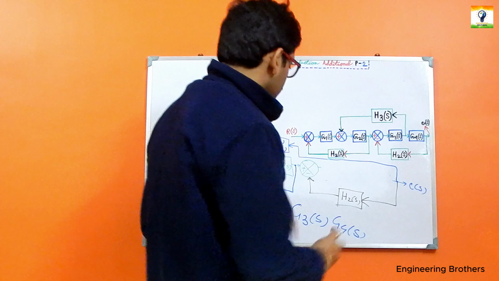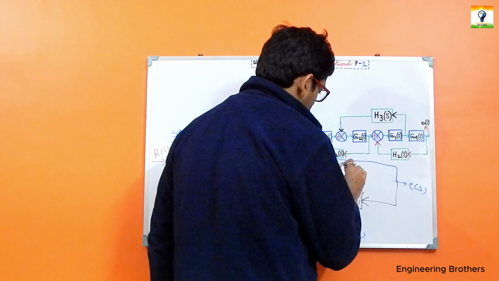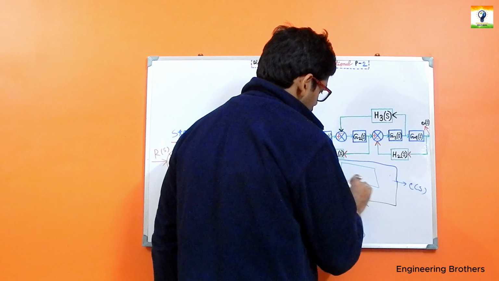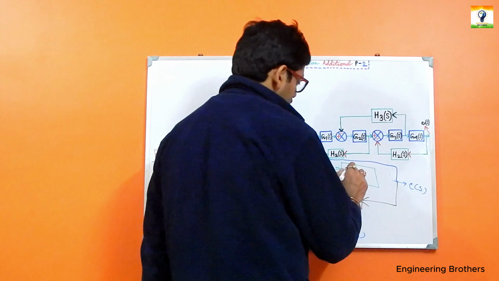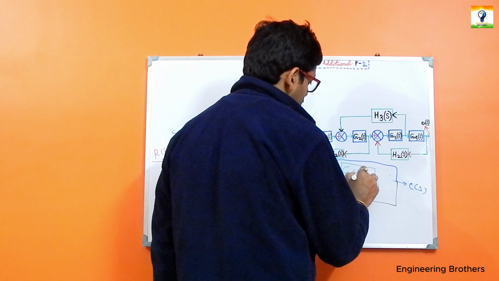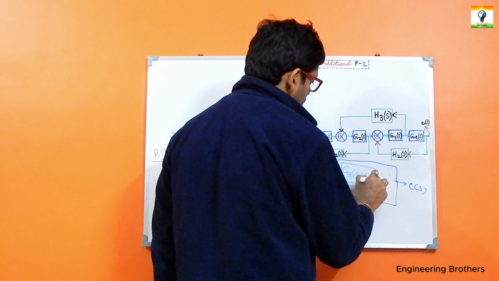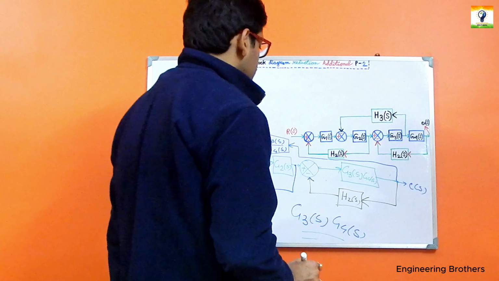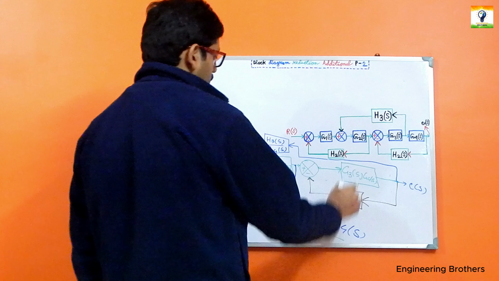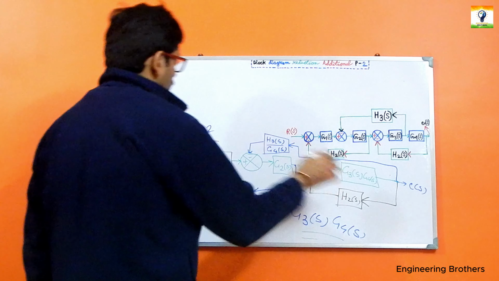Now what is going to be that one over here? This one is our, I have written the answer over here, which is G3S G4S. Why? Because these two blocks are present in series. Now for the next part, we do know what is going to be that format.